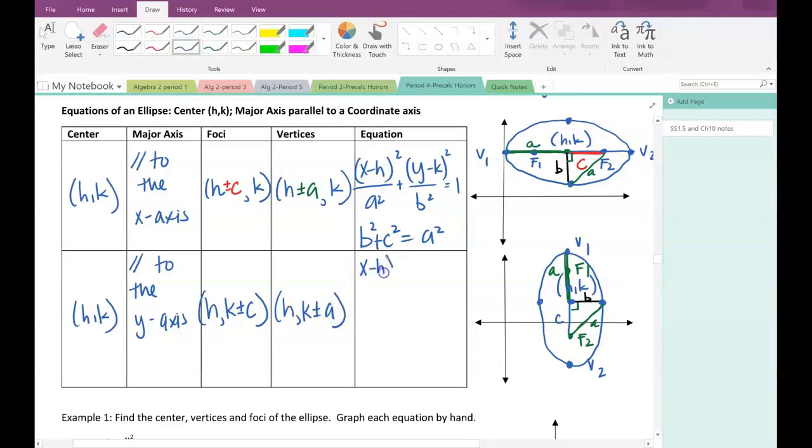And the standard form: x minus h quantity squared over plus y minus k quantity squared over, and it always equals 1. Now, because it's vertical, that means the y will get a squared, and that means the x now gets b squared. And again, same Pythagorean theorem, b squared plus c squared equals a squared.